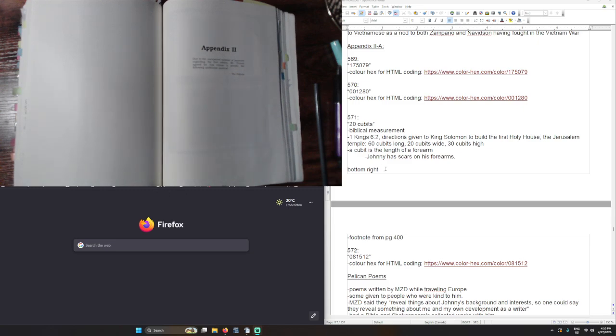Hello, fellow House of Leaves readers. I am here today with my notes on Appendix 2A through C. I think there's 3: A, B, C. Who knows? I'm here to talk about Appendix 2 of House of Leaves and my notes on it.